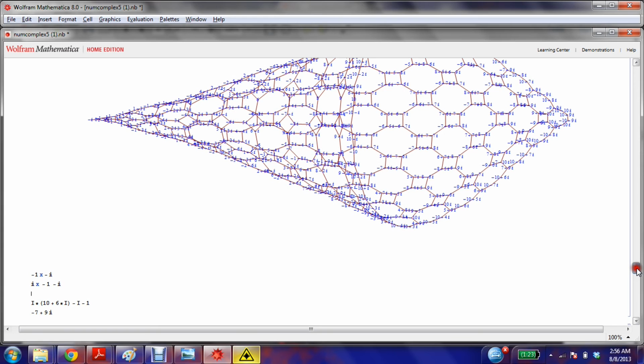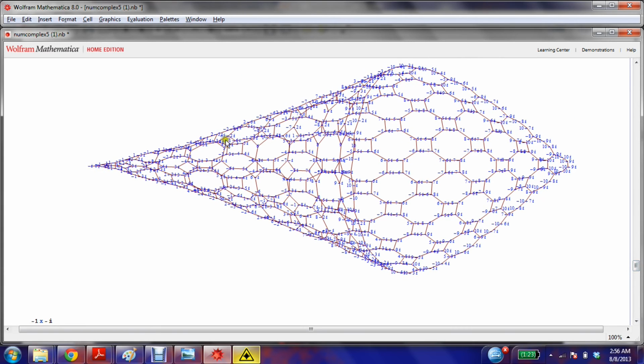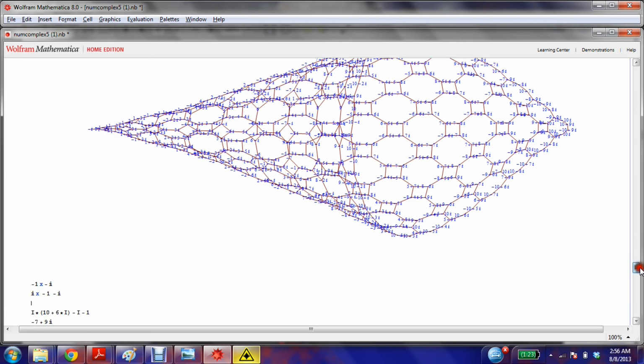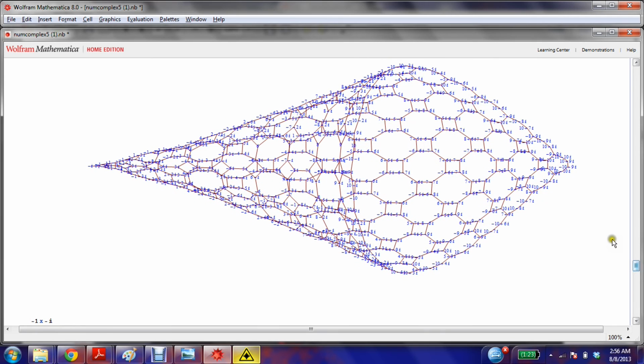So for example, here are all our nodes, these are all the nodes with real or imaginary arguments with absolute value less than or equal to 10. And if we look, we find this node 10 plus 6i. Where is it now? Somewhere. There it is. So this is one of our nodes in our network.